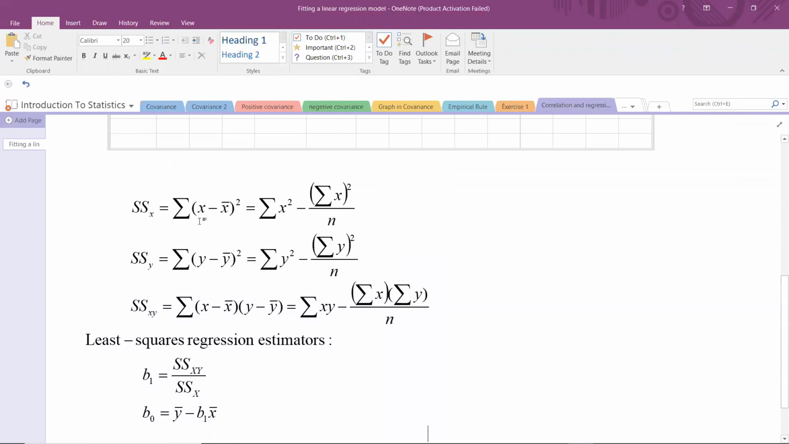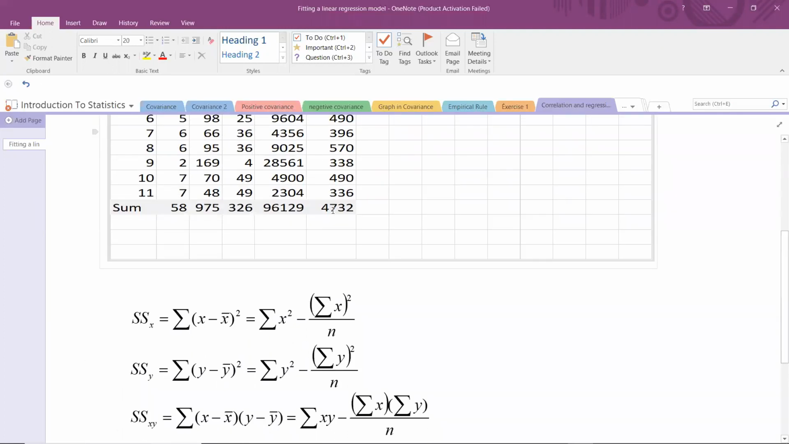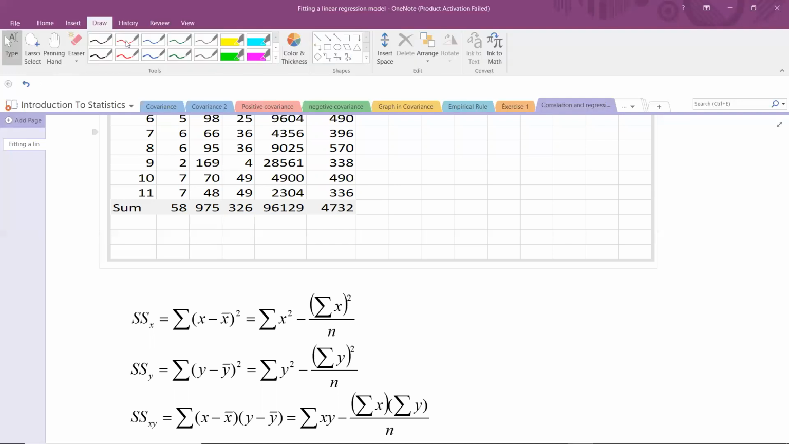What are these three items? They are just the numerators of the formulas of variance and covariance. This is the numerator of the variance of X, this is the numerator of the variance of Y, and this is the numerator of the covariance. So in Excel we are going to compute these. As I already have the totals here, I just have to place these totals in these formulas.